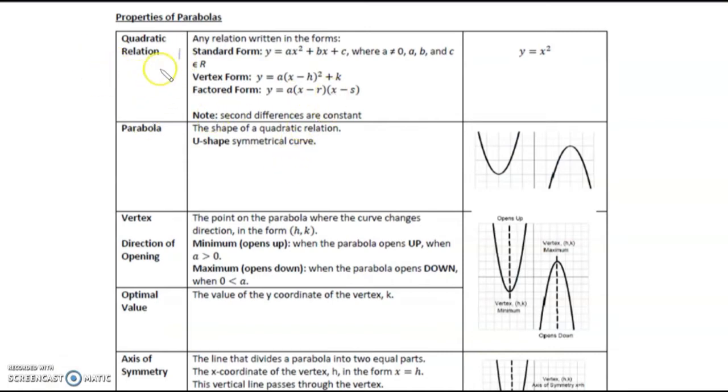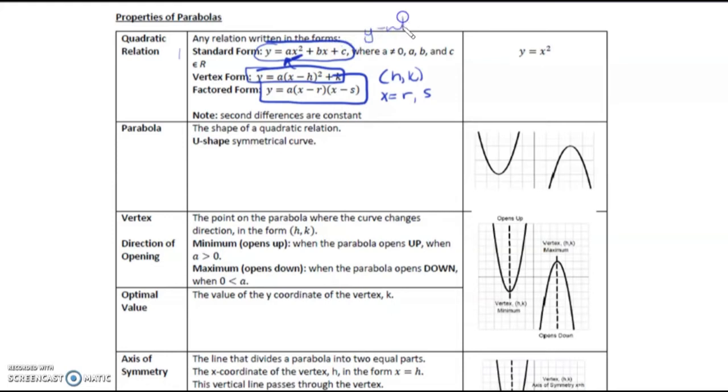Let's go over an overview of properties of parabolas. A quadratic relation is written in any of these three forms. As you can remember, standard form is y equals ax squared plus bx plus c, and a can't be 0 because we actually need that x squared term. We can write it in vertex form, y equals a(x minus h) squared plus k, and we know from this one, (h, k) is the vertex. Or we can write it in factored form, y equals a(x minus r)(x minus s), and we know that the factors are r and s. Just to point this out, the y-intercept is c in standard form.